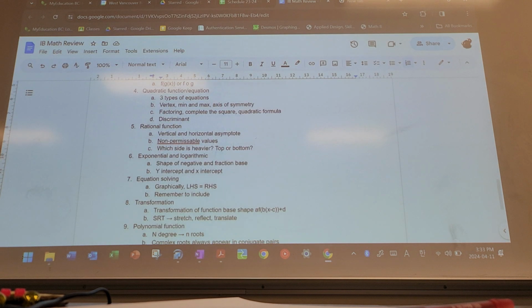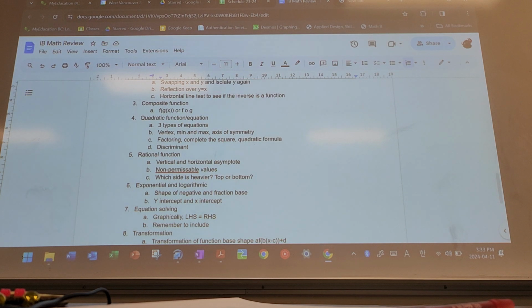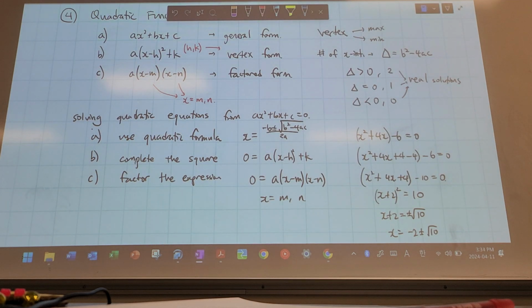Look at my cheat sheet one more time. 3 types of equations: vertex, factored, and axis of symmetry. And factoring, completing the square, quadratic formula. Okay, I did everything except the axis of symmetry.